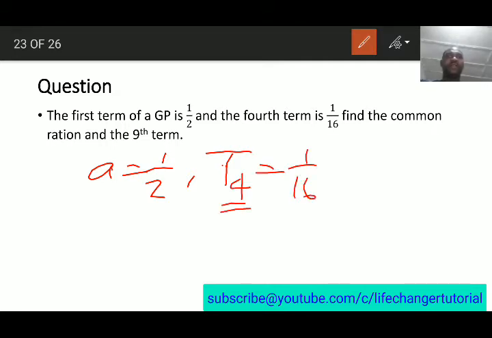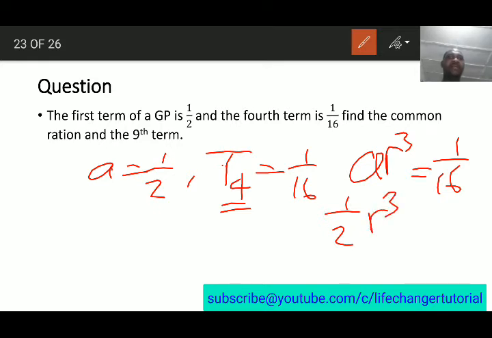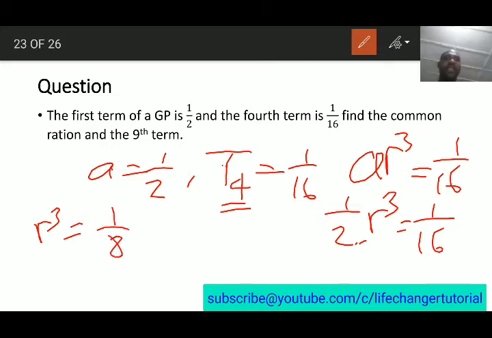Now, you should know that the fourth term, if we substitute into the formula, will be ar cubed, that means ar^(n-1). So 4 minus 1 is 3, equal to 1/16. I can substitute the value of a here, which is a half. So we have half r cubed equal to 1/16. If I divide both sides by a half, or cross multiply, I get r cubed equal to 1/8. That means r will be the cube root of 1/8, which is 1/2. So the common ratio is 1/2.